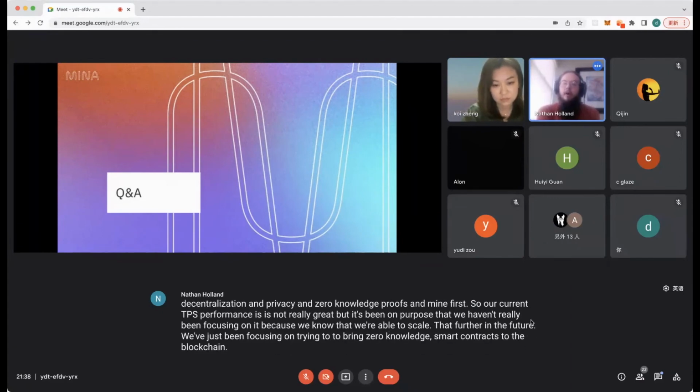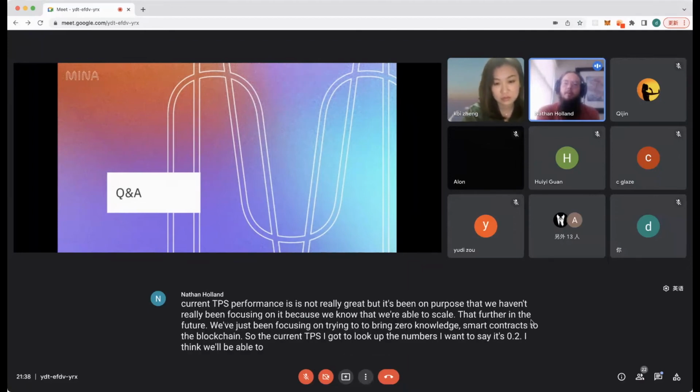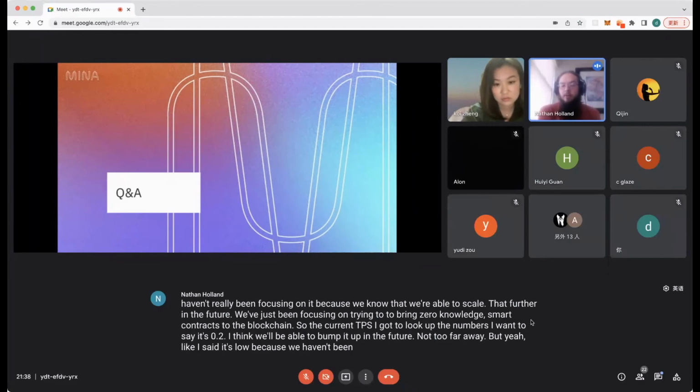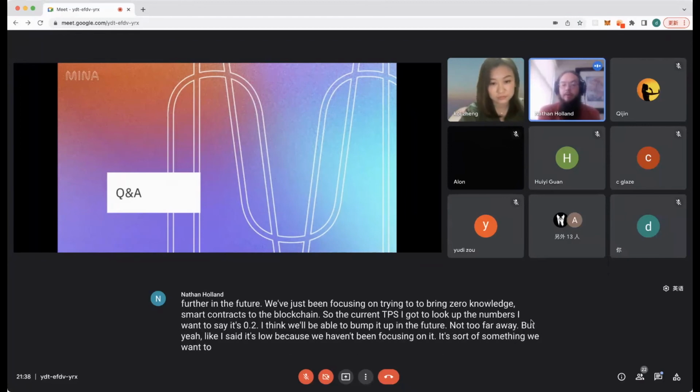So the current TPS, I've got to look up the numbers. I want to say it's 0.2. I think we'll be able to bump it up in the future, not too far away. But yeah, like I said, it's low because we haven't been focusing on it. It's something we want to work on after we get the smart contract system out.